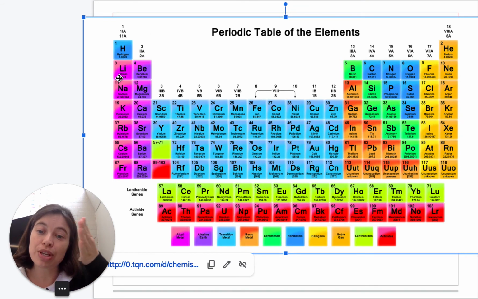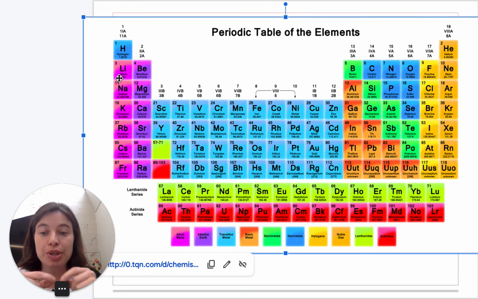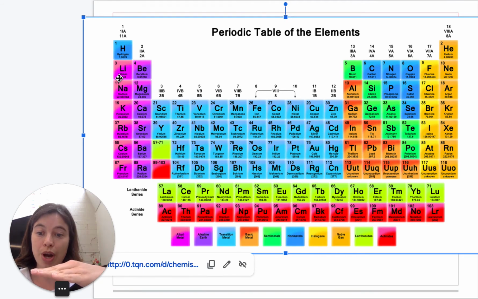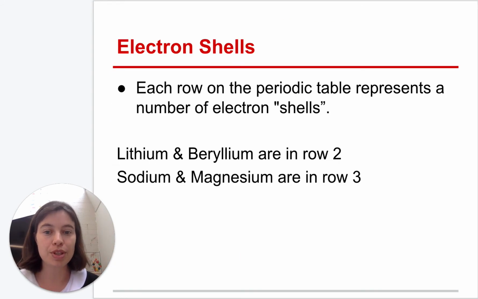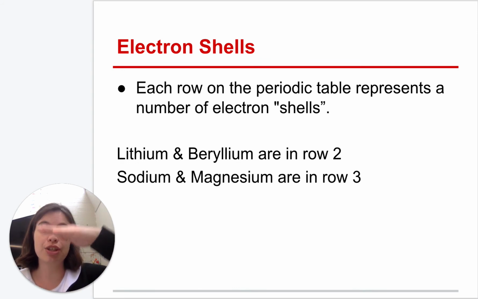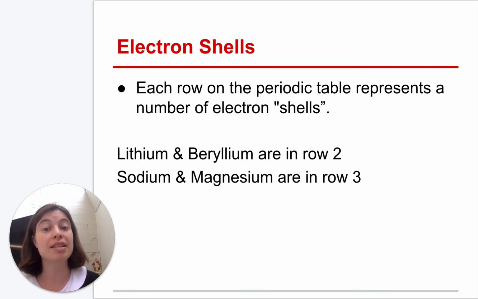So when we move from helium to lithium, we're adding another shell of electrons. So each time you reach the end of a row on the periodic table, what we're doing is adding another electron to a new shell around the atom. And remember, rows are horizontal, columns are vertical. So every time we reach a new row, that's when we're adding a new electron shell to our periodic table. So what this means is that each row on the periodic table represents a number of electron shells. Lithium and beryllium are both in the second row.